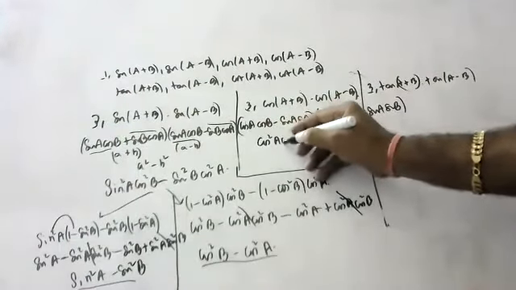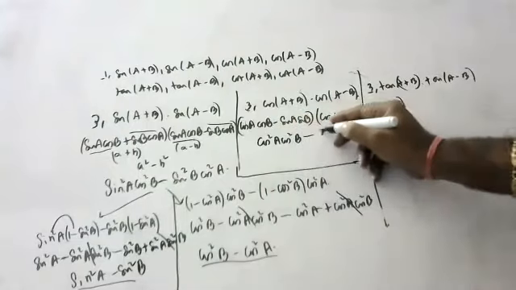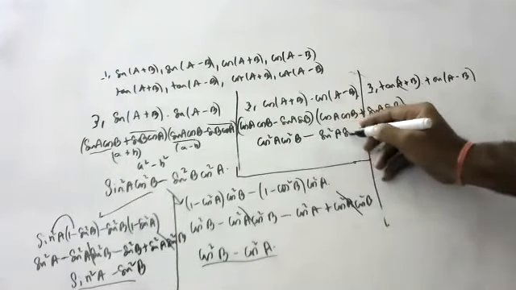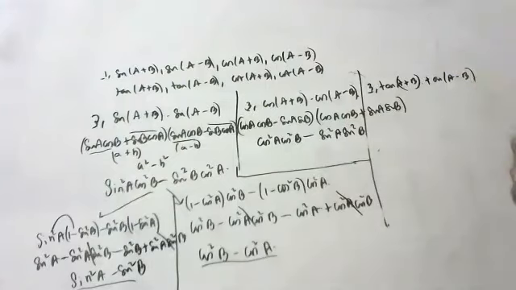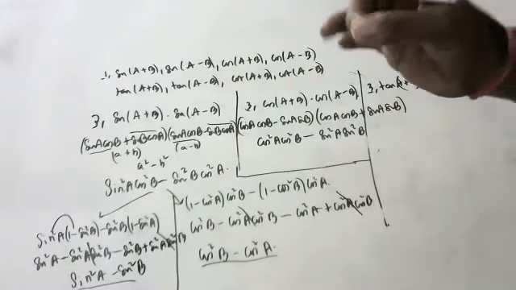cos square A cos square B minus cos square A sin square B minus sin square A cos square B plus sin square A sin square B, children. Okay. Am I correct, children? So, is it correct, children? What we got? Now I want to simplify them, children.